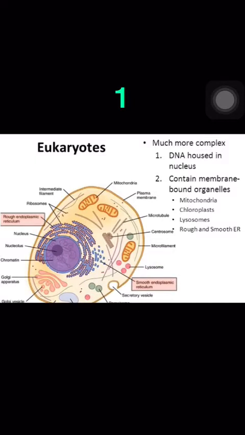The rough and the smooth endoplasmic reticulum, also membrane bound. The rough endoplasmic reticulum helps in the production of proteins. The smooth endoplasmic reticulum helps to build up fats and lipids.